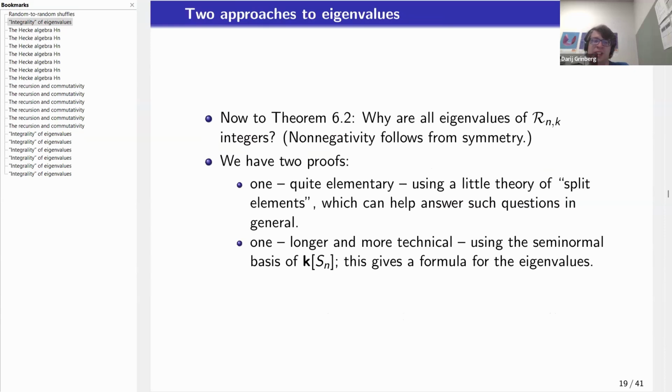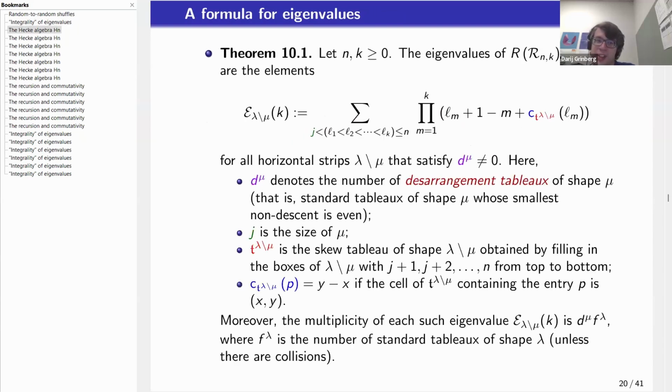Well, we have two proofs. One of them is quite elementary, and I think it's interesting in that it actually gives a new method for proving that eigenvalues are nice. However, it does not give you the actual eigenvalues with their actual multiplicities. It gives you many phantom eigenvalues, so things that could possibly be eigenvalues but actually aren't. Whereas the other proof, much more technical, actually gives you all the eigenvalues using the semi-normal basis. This is what my co-authors did, that's the other proof. I have nothing to do with it, and I'm still in awe about how anyone could find it.